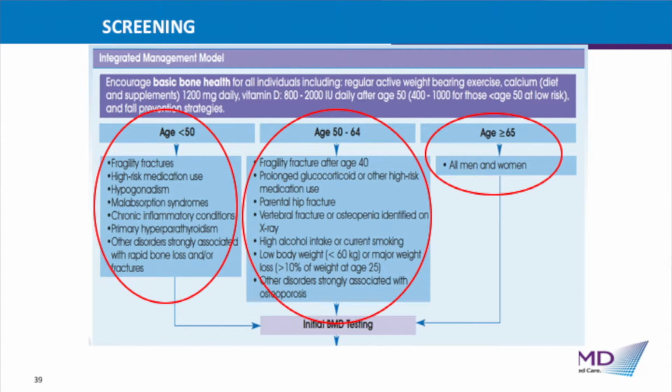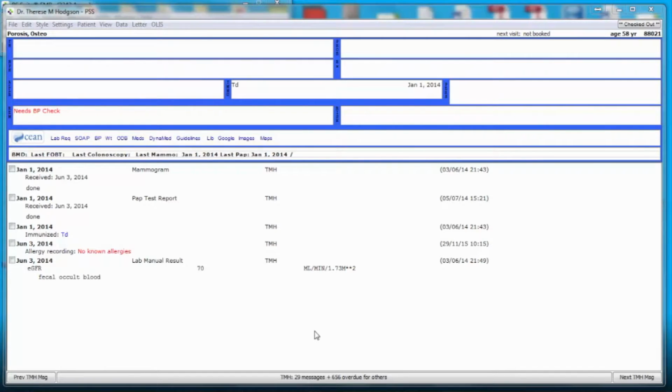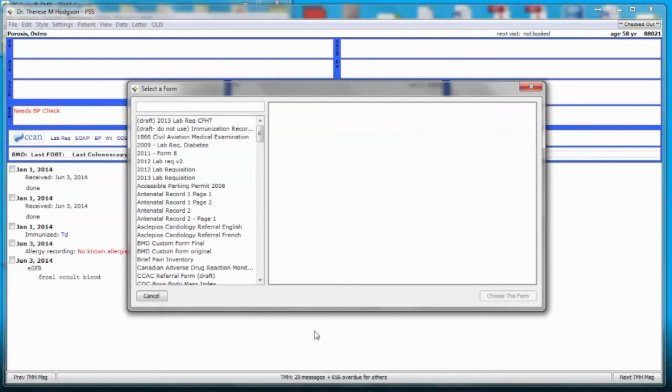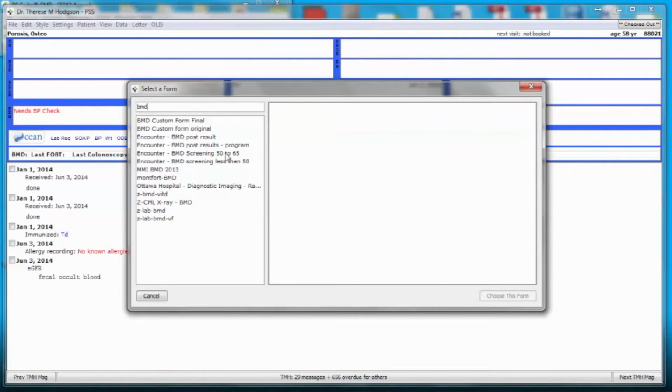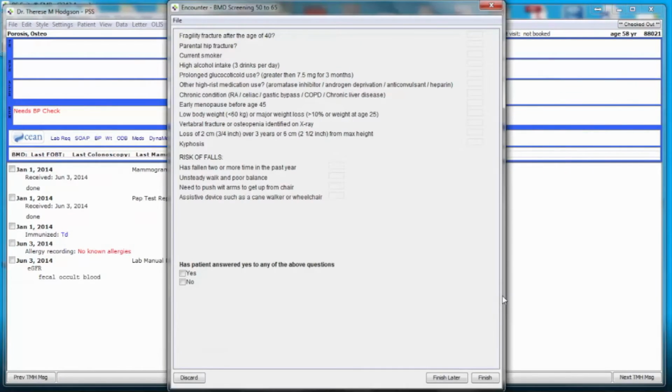Okay, so screening. So we screen everybody, men and women, after age 65. For age 50 to 64, certain criteria, and under age 50, other types of criteria. So let's have a look at how we do it through our EMR. Let's have a look at our screening tools. Let's do F2, BMD. Let's do the screening for age 50 to 65, and we go through the questions of the screening questionnaire.